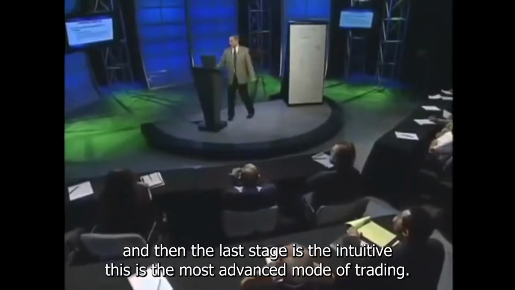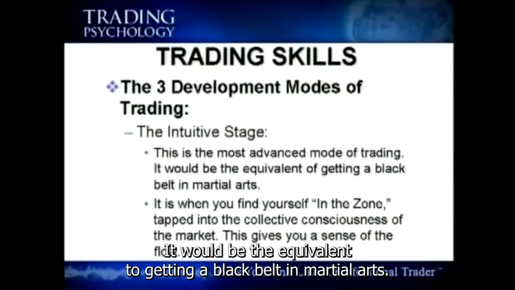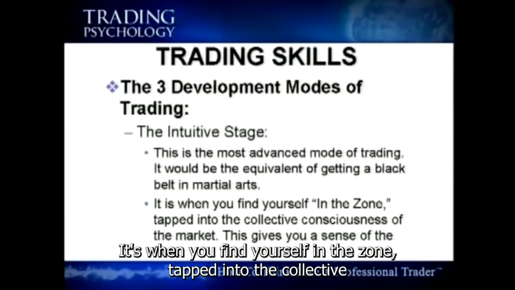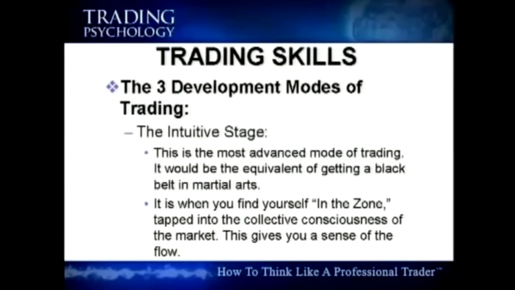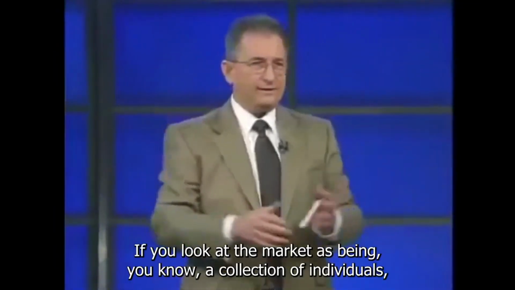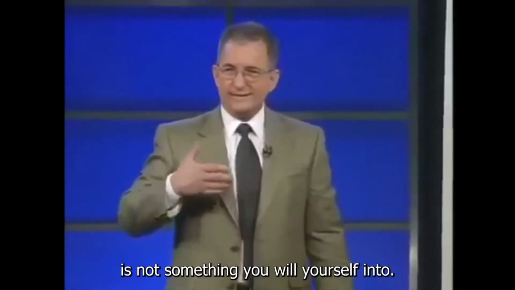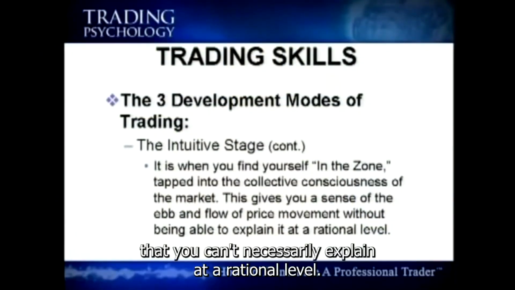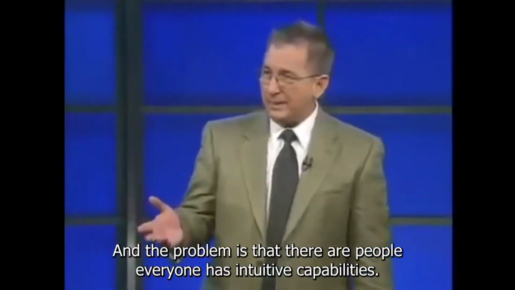And then the last stage is the intuitive. This is the most advanced mode of trading. It would be the equivalent to getting a black belt in martial arts. It's when you find yourself in the zone, tapped into the collective consciousness of the market, giving you a sense of the flow. If you look at the market as being a collection of individuals, you can tap into that. It's not something you can will yourself into. You just find yourself in this zone where you're seeing and doing things that you can't necessarily explain at a rational level.